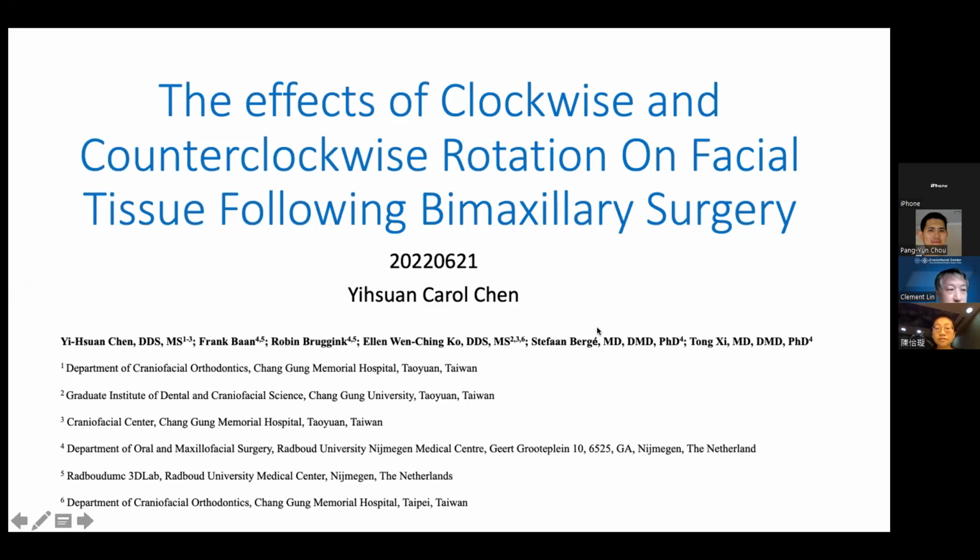Following by maxillary surgery. Dr. Yixuan, please. Good morning. I'm going to present my study about the effect of clockwise and counterclockwise rotation on facial tissue, following by maxillary surgery.